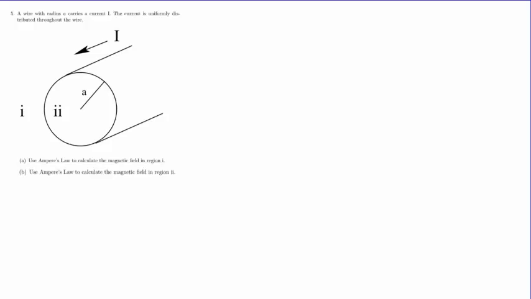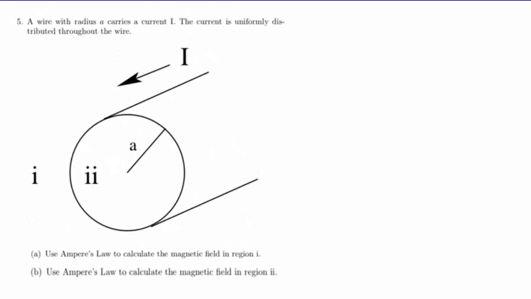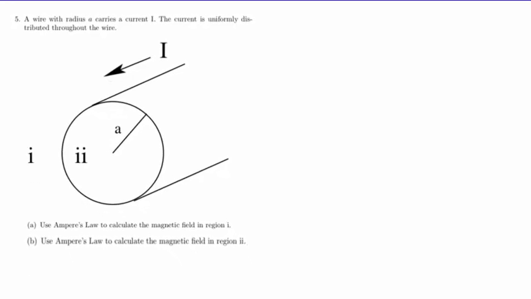A wire with radius a carries a current I. The current is uniformly distributed throughout the wire. In part A, we are to use Ampere's law to calculate the magnetic field outside the wire, and in part B, we are to calculate the magnetic field inside the wire.